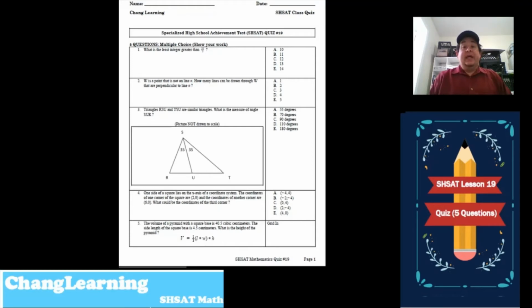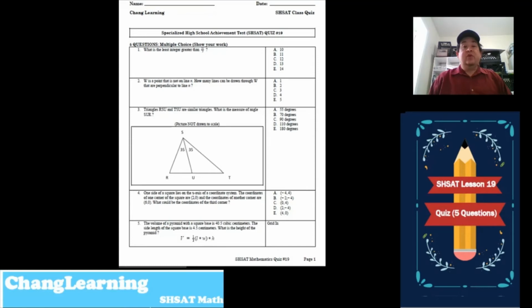Well, class, now it's time for SHSAT quiz number 19. You will have 10 minutes for 5 practice questions. Please get a timer ready and set it for 10 minutes total time. If you can read the image of the quiz on the left for quiz 19, please start your timer and begin the quiz. Good luck.